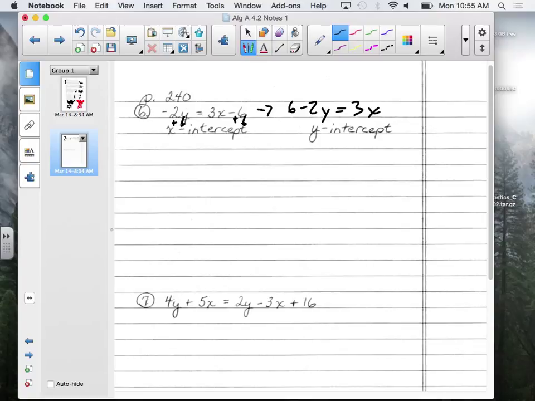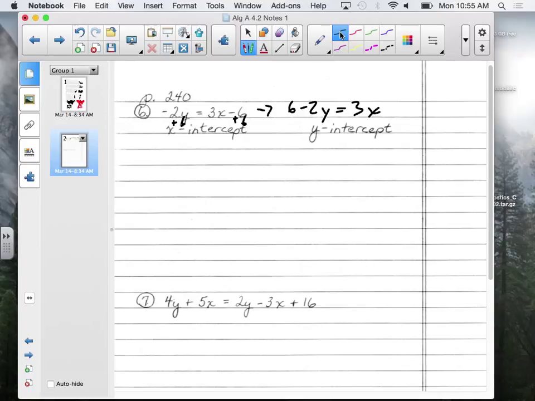Okay. But we still have x and y on different sides. So, could we do that? Could we work it out if they're on different sides? Yes. Certainly could. So, let's do the one that Josh came up with.